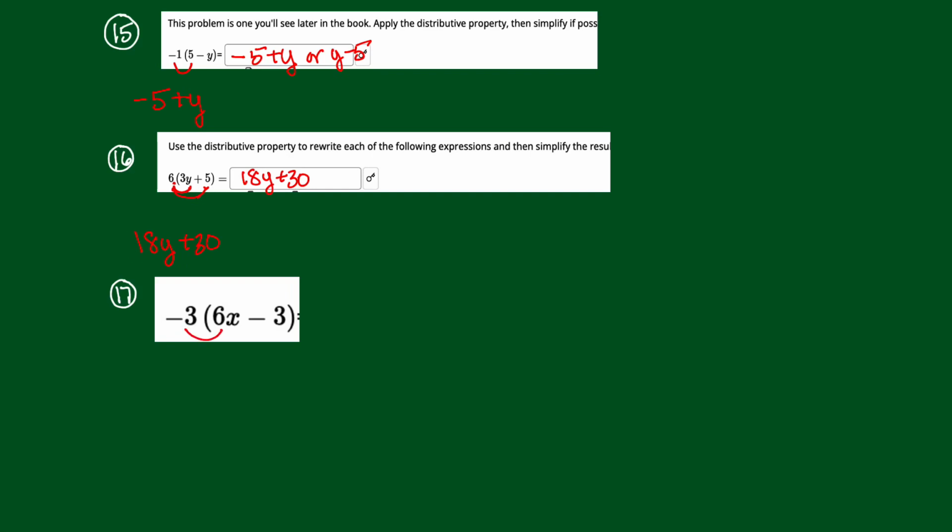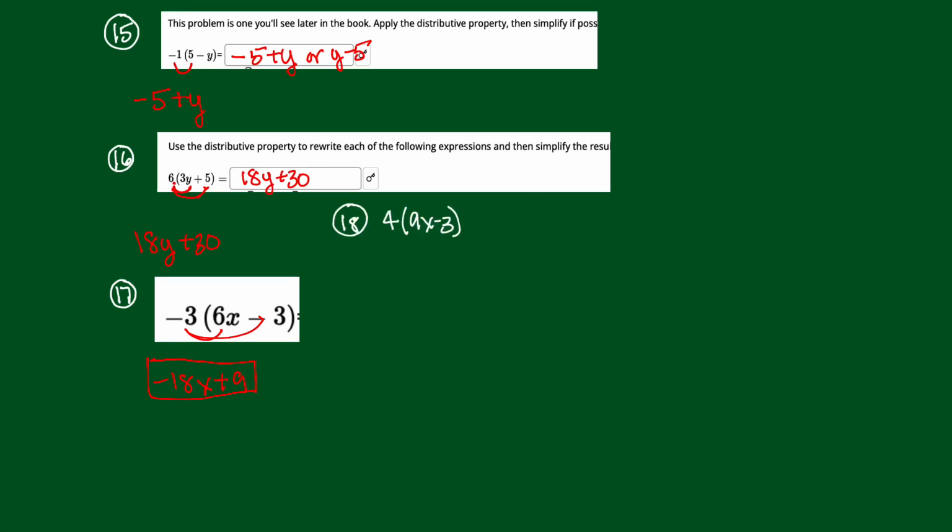So negative 3 times 6 is negative 18x, and then the negative 3, multiply that through, think of it as a negative 3 again. It's really a minus sign, but let's think of it as a negative. Negative 3 times negative 3 is positive 9. So I'll claim that's my solution. Actually, it's not a solution, it's just a simplified form.